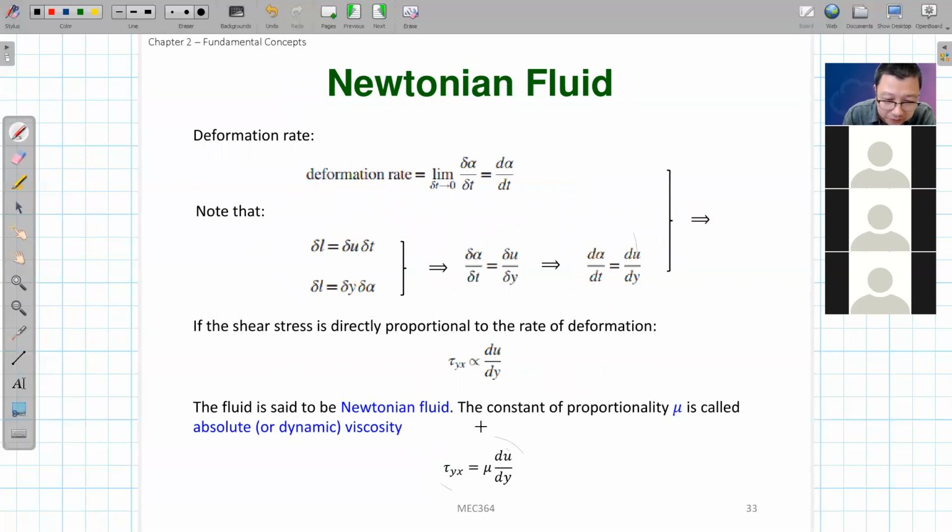And this mu here is called the absolute viscosity or dynamic viscosity. Either one is fine. The reason that we add the words absolute and dynamic here is because there is another viscosity definition. So right now, mu itself is called the absolute or dynamic viscosity.